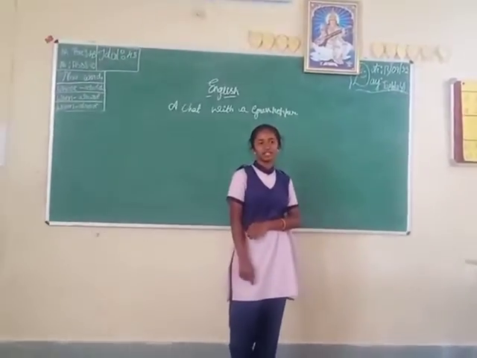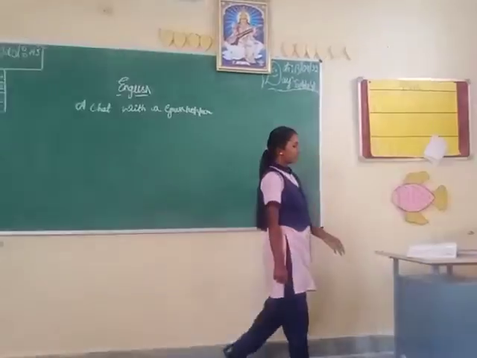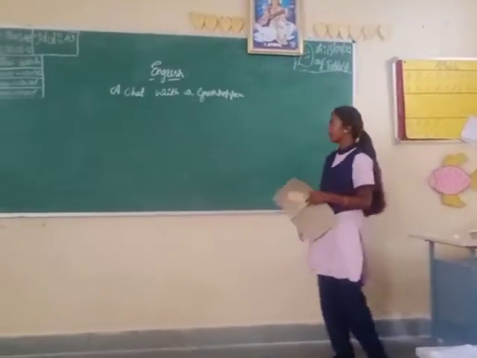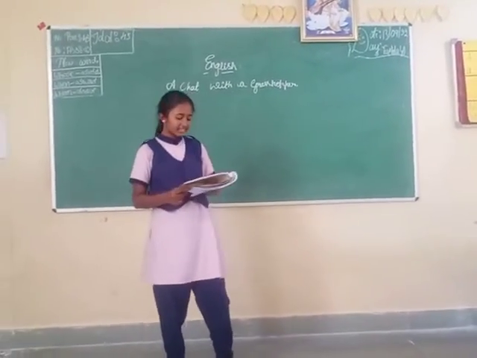Now I am going to do the seminar about the lesson in the chapter with the grasshopper. We have seen a grasshopper on the roadside also. It is a small insect and its color is green. Let's move on to the lesson.